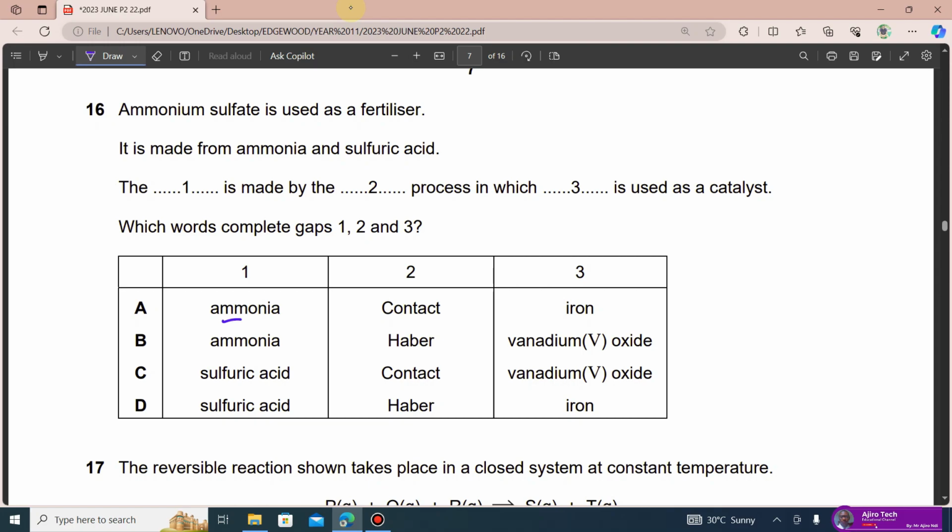Ammonia cannot be made by the contact process. That's off. Ammonia is made by the Haber process, correct, but the catalyst here is wrong. Sulfuric acid is made by the contact process, and this is the correct catalyst. Sulfuric acid by the Haber process, no. Iron as a catalyst, no. So option C is the correct one.